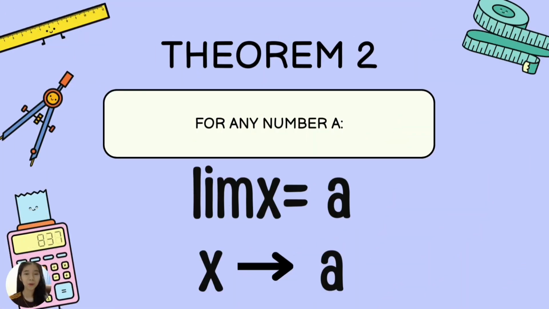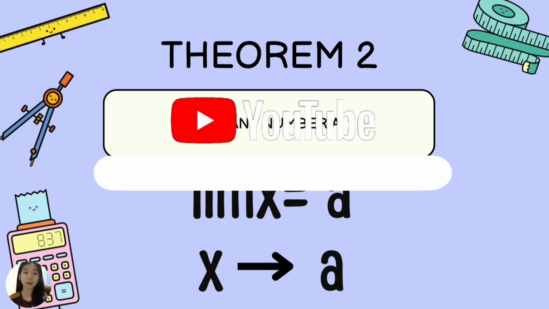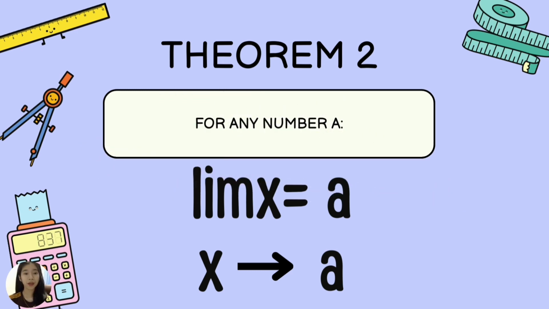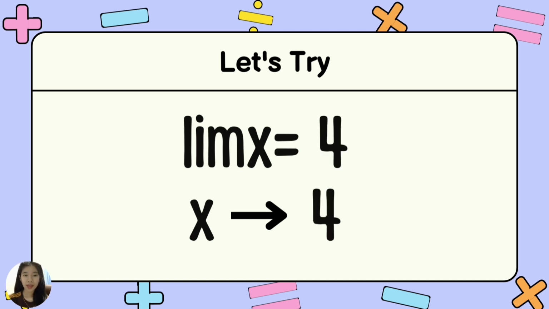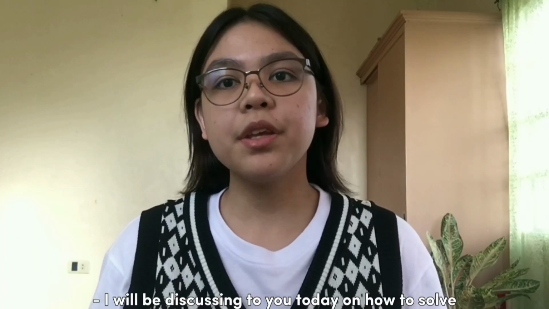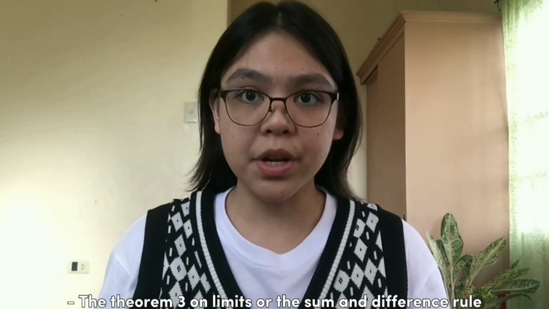So next is our theorem number 2. Theorem number 2 states that for any number a, the limit of x as x approaches a is equal to a. For example, let's try this problem. The limit of x as x approaches 8 is equal to 8, because 8 is the value of x. Next, the limit of x as x approaches 4 is equal to 4. See, it's that easy.